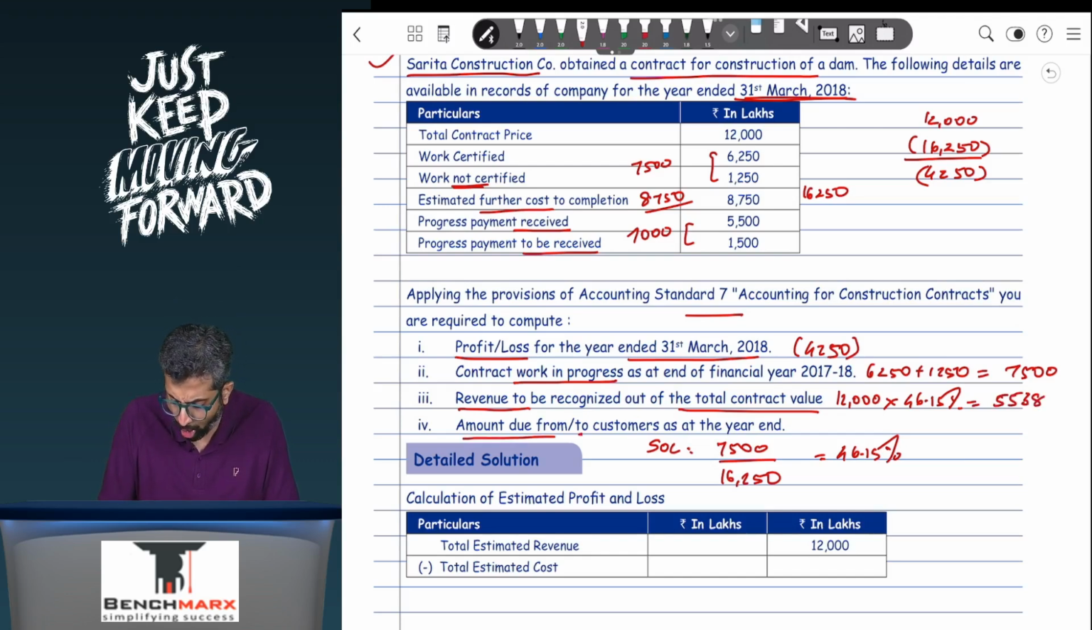Amount due from or to the customers at the year end. So you will try to find the amount due from or to the customers. Now this is a very specific term. The Institute earlier used to ask it, these days they are not asking. But how do you calculate the amount due from or to the customer?